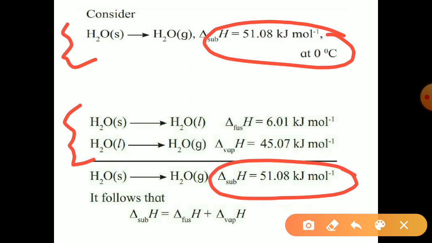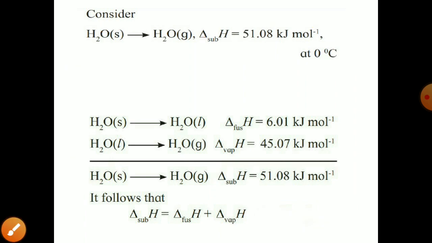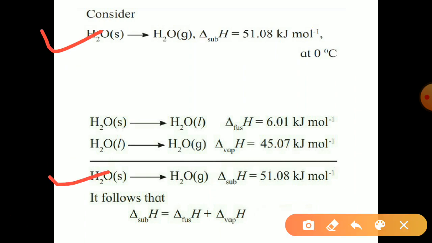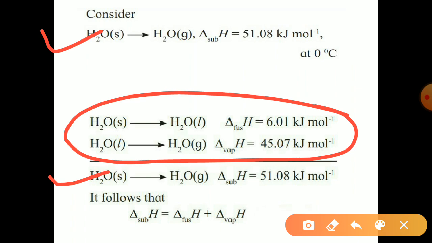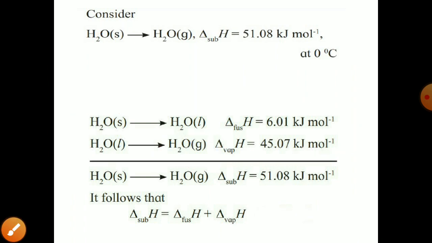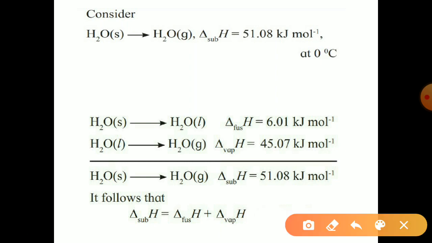It means that enthalpy of this reaction depends only on the initial and the final state. It does not depend on the path. How does it happen? It does not depend on that path. It depends on the initial and the final state. So it is the state function. See here, when enthalpies of the two steps are added, we get enthalpy for that overall reaction.